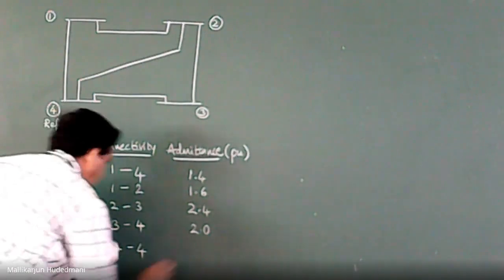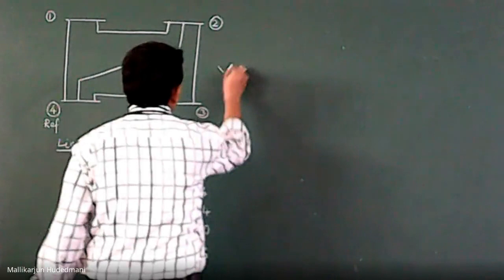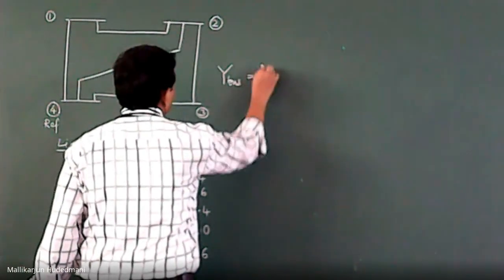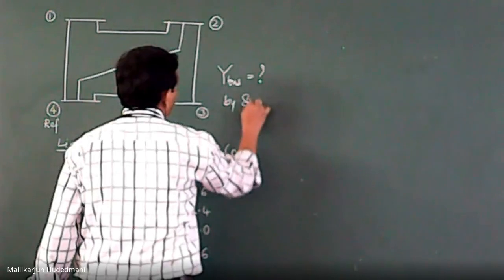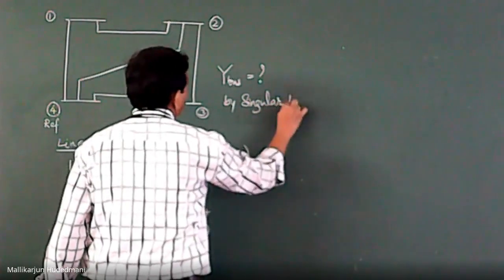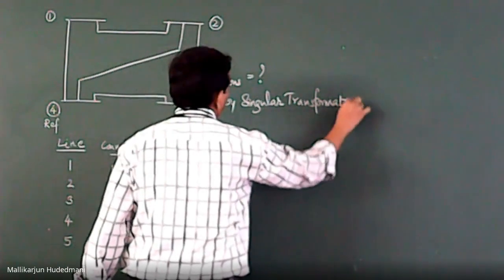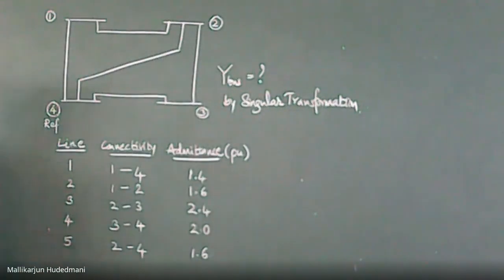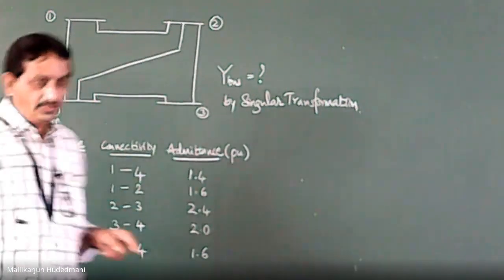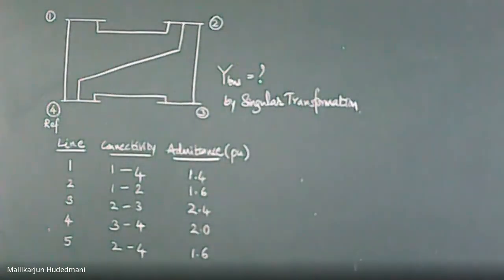So I read it out and I will explain what exactly this is. Obtain Y bus by singular transformation method. So you have been given a problem. The problem has 4 buses in the interconnection. Then you have 5 elements in the interconnection. Then you have line data in admittance in PU, which is quite easy for us now.